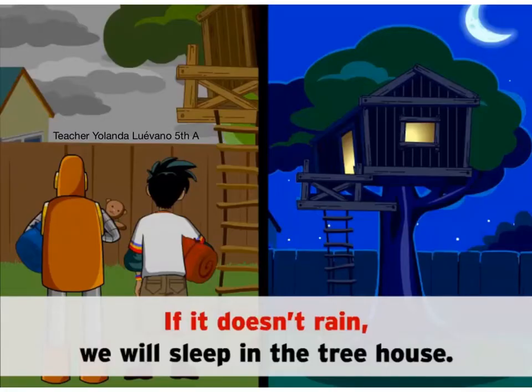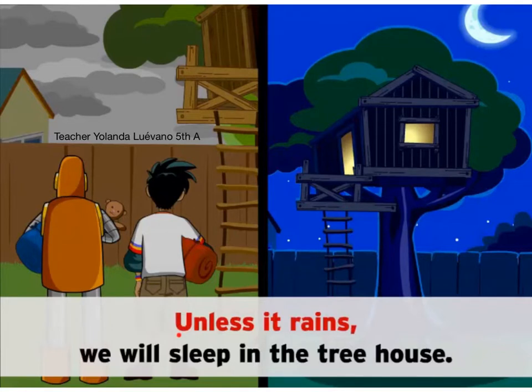Let's learn how. This is a normal sentence, one that we are used to. If it doesn't rain, we will sleep in the treehouse. The condition in present and the result with future will. How can we use unless in this same sentence? Like this. Pay attention. Unless it rains, we will sleep in the treehouse. A menos que llueva, dormiremos en la casa del árbol. If we remember, the other synonym is if not, si no. So we could also say it like si no llueve, dormiremos en la casa del árbol. Can you see that?